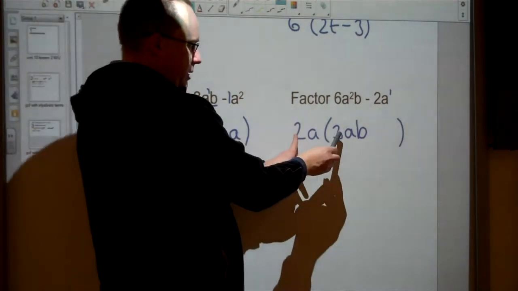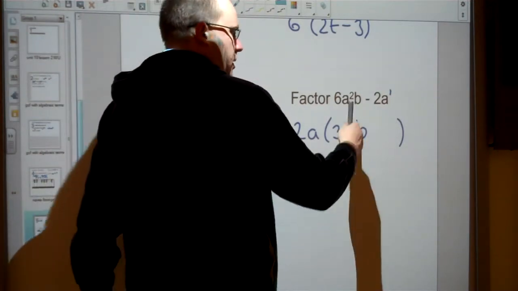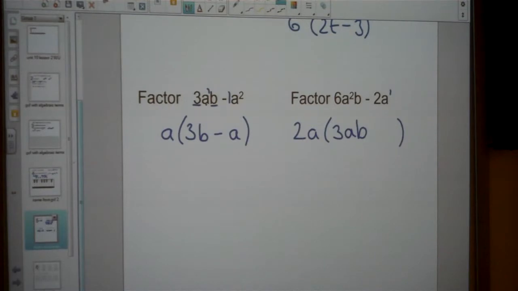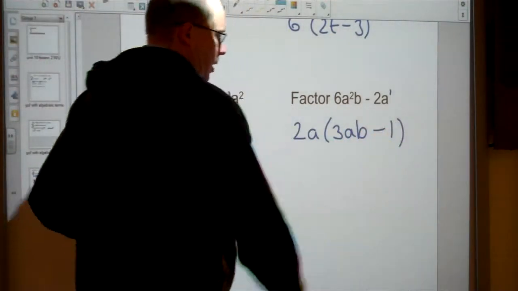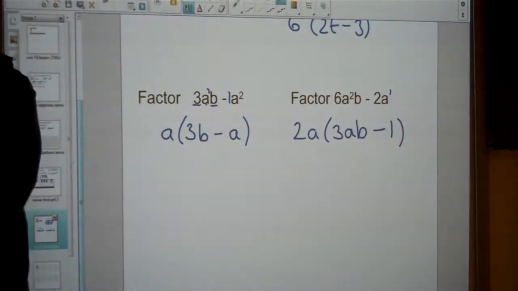Once again, if we just check, 2 times 3 is 6. A times A is A squared, and then we've got our B there. This one on the end often causes problems. 2A times my what gives you 2A, because it's the same thing. So this one is actually just 1, because 2 times 1 is 2, and then there's our A.